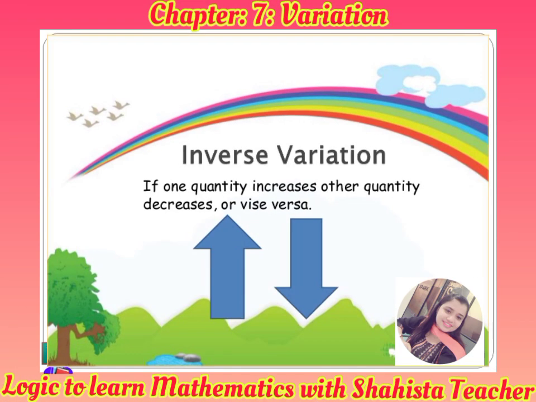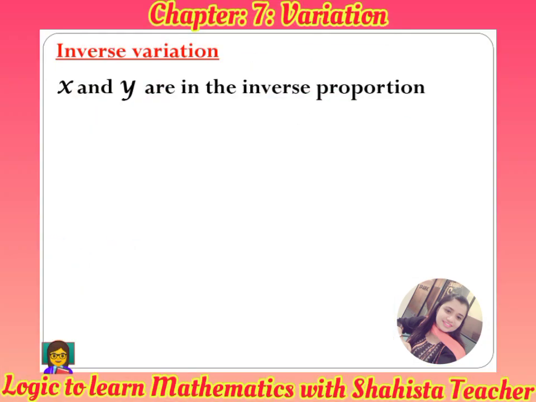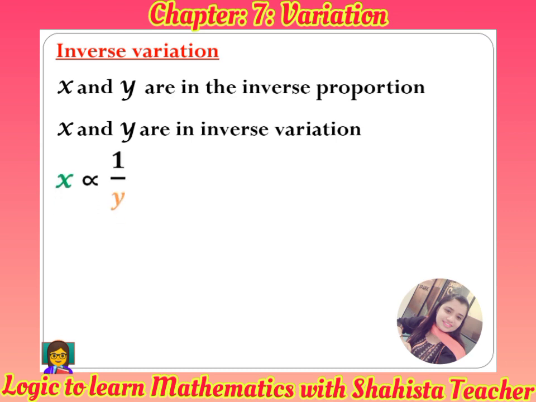Now let us understand the second type of variation, that is inverse variation. Inverse variation means if one quantity increases, the other quantity decreases, or vice versa. Now let us understand this in detail. Where x and y are in inverse proportion. x and y are two quantities, they are in inverse proportion. That means if x is increasing, y is decreasing, they both are inverse.